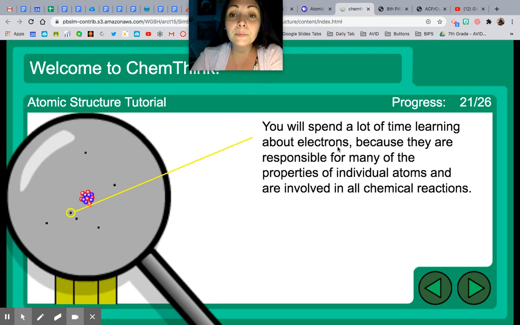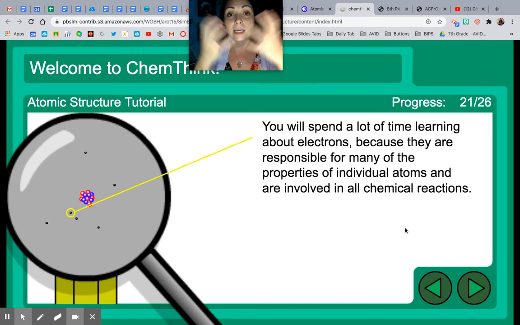You'll spend a lot of time learning about electrons because they're responsible for many properties of individual atoms, and they're involved in chemical reactions. So y'all, it's the moving, the electricity, that movement of those electrons that is causing that energy gain and energy loss, which is causing those chemical reactions.